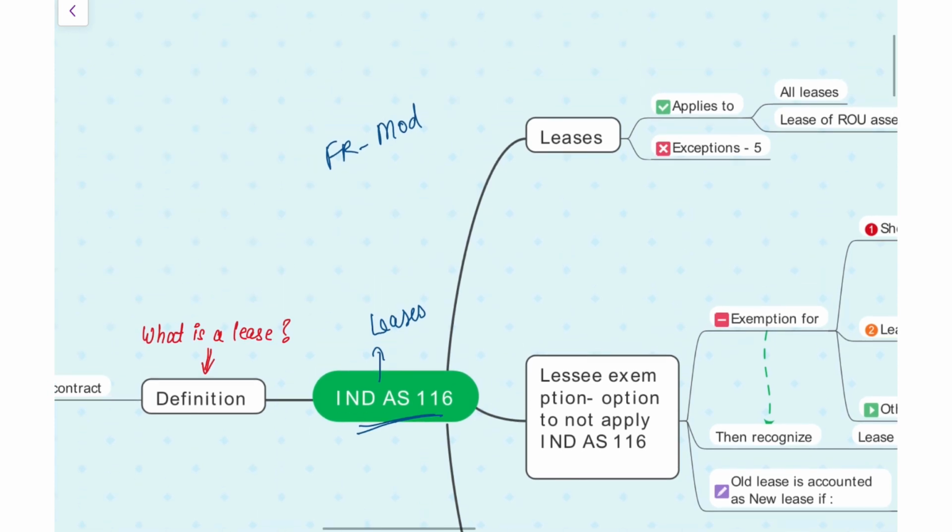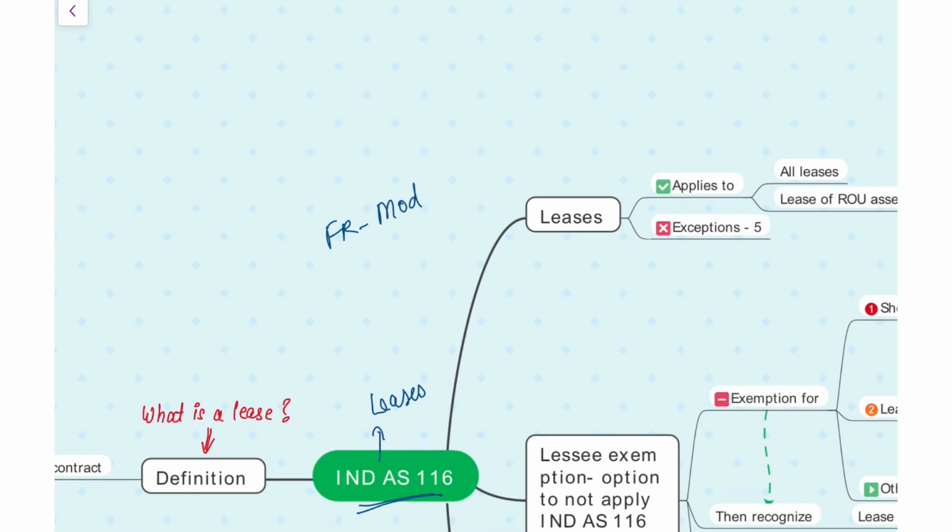So the plan for this Ind AS is that we are going to try to cover all the concepts which are there in this Ind AS, and along with that we are planning on also covering all the ISM illustrations, Institute Study Materials, all illustrations. I think there are around 50 illustrations. So we'll also try to cover them all in this video.